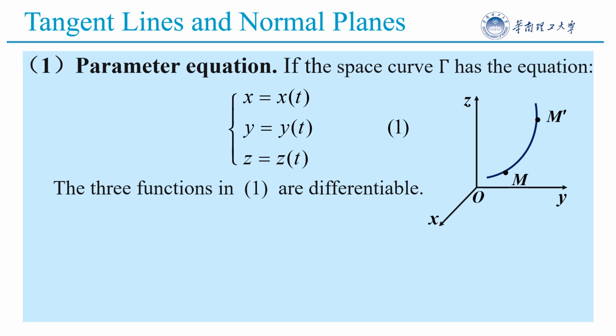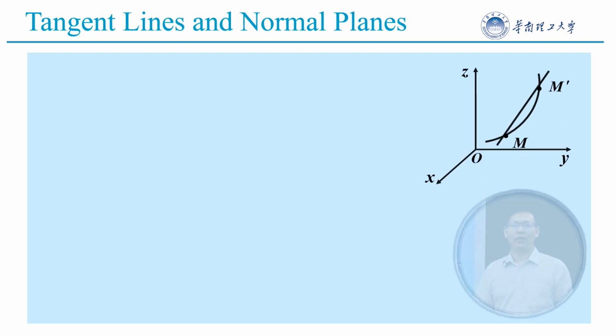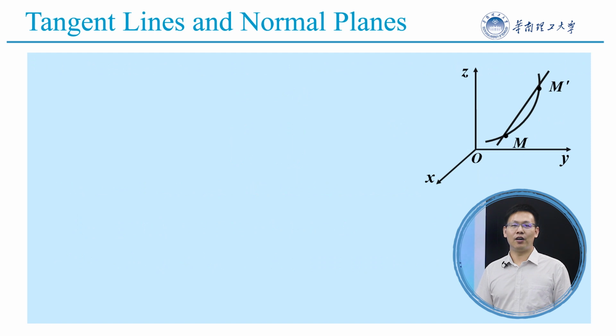Case 1. The equation of a space curve Γ is a parametric equation where the three functions are all differentiable. M(x0, y0, z0) is a fixed point in the curve Γ, corresponding to parameter t0. M' is a point in Γ near M with parameter t0 plus delta t. How to find the equation of tangent line at M?